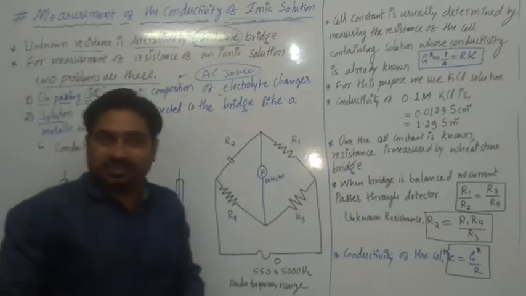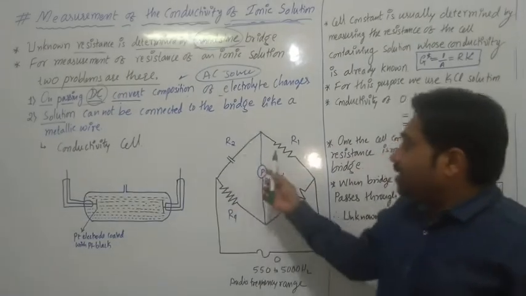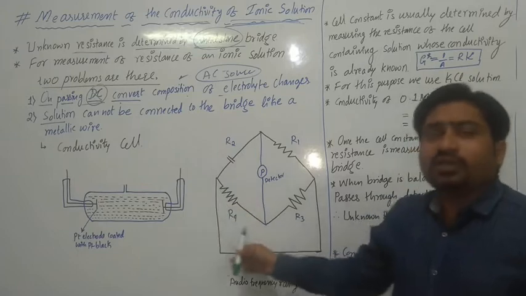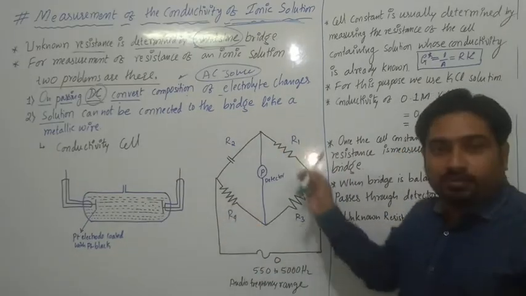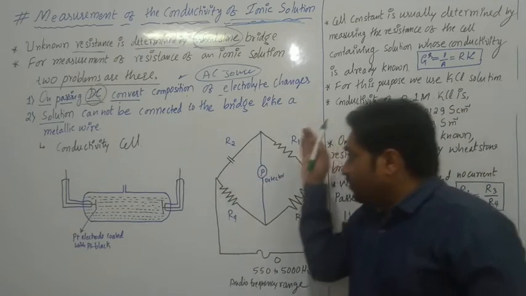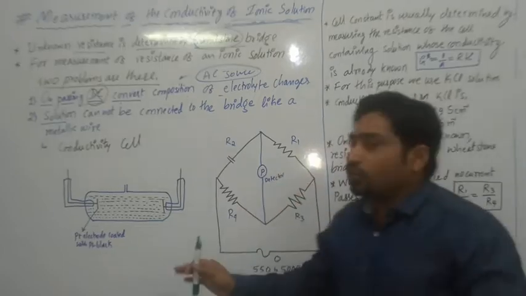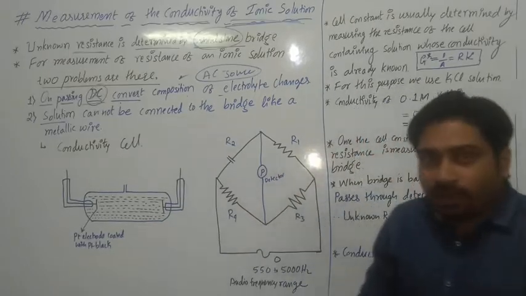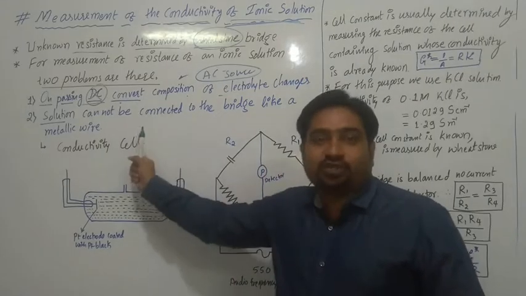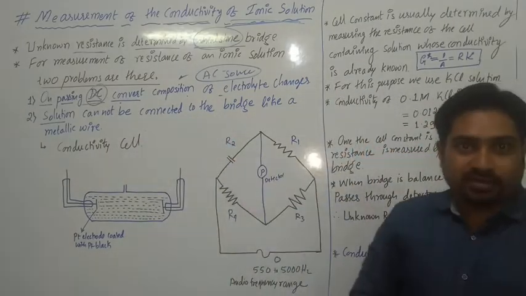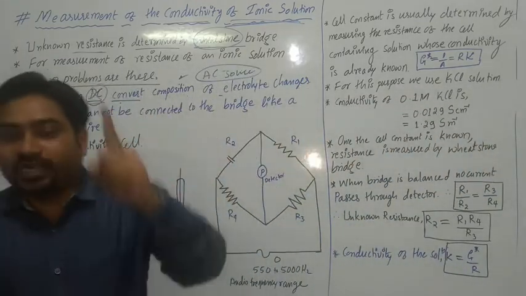Then how to solve this? I want to measure the resistance of a liquid. To measure the resistance of solids, I have my Wheatstone bridge. By using the very same Wheatstone bridge, I want to calculate the resistance of an electrolytic solution. But the problem is I cannot connect the electrolytic solution like a wire. And how to solve this problem? Yes, for this problem also there is a solution.